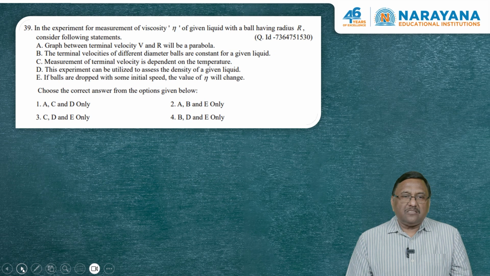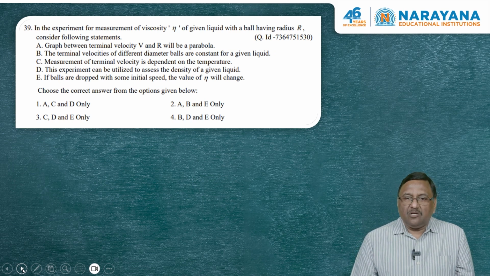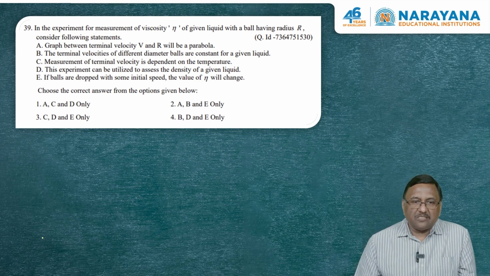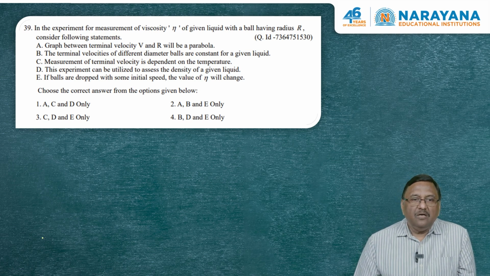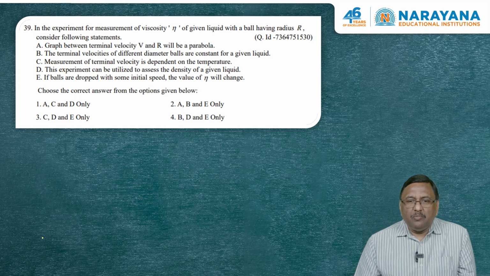So the next question is question number 39. Here we are saying in the experiment for the measurement of the viscosity eta of the given liquid with a ball having radius r, consider the following statements. Again, it is statement based. Read this: the graph between the terminal velocity v and r will be a parabola.